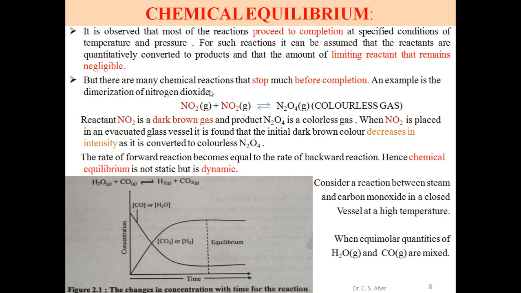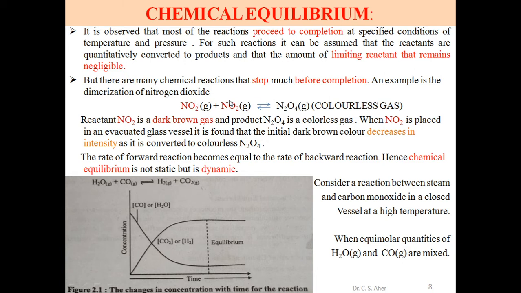But there are many chemical reactions that stop much before completion. In the first case, the amount of reactant is negligible, but in the second case, the amount of reactant is considerable, so the reaction stops before completion. See this example, then you will understand this statement. The example is dimerization of nitrogen dioxide. We take two molecules of nitrogen dioxide in the gaseous state, which combine in a reversible reaction to form N2O4, again in the gaseous state.